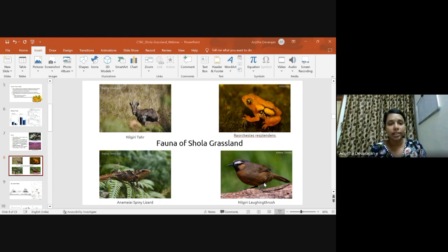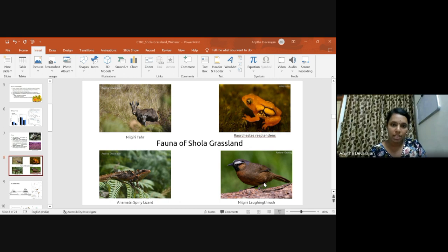And we also have other mammals like elephants, tigers, and leopards, Nilgiri marten, and a lot of small carnivores. So this is home to a lot of fauna also.